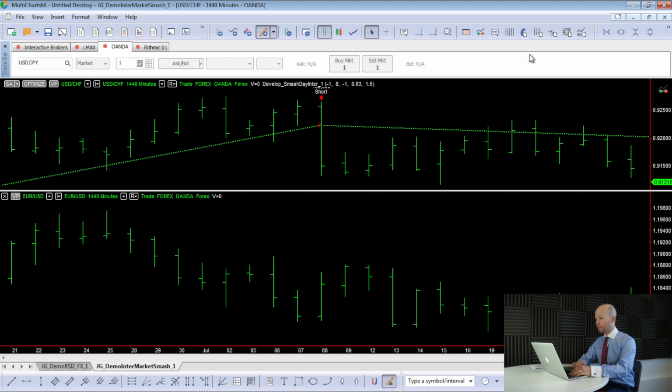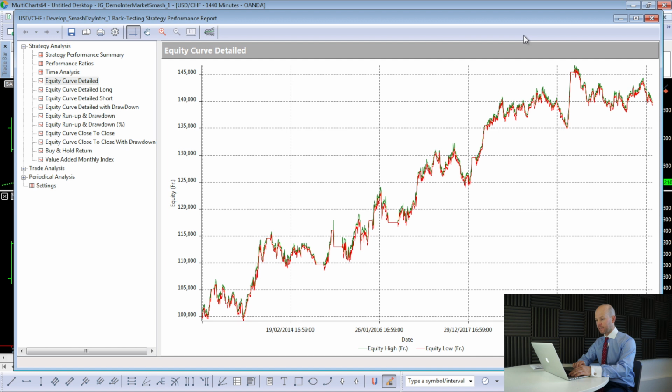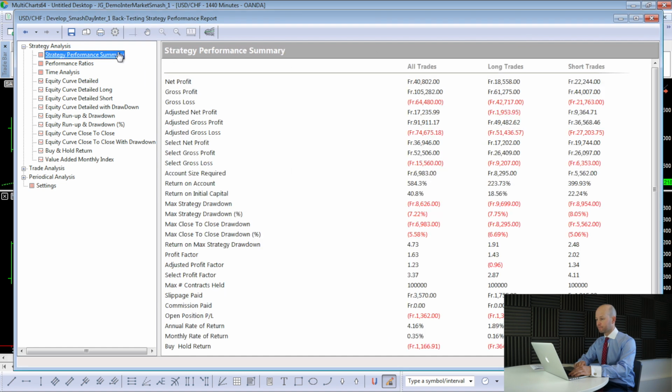So let's have a look at the performance report. That's the equity curve from 2012 through to January 2022, and the results look quite stable, don't they? Making 40,000 francs, and I have actually included some costs in all of these tests. I've included 60 francs, which is equivalent to 6 pips worth of costs in all of these tests.